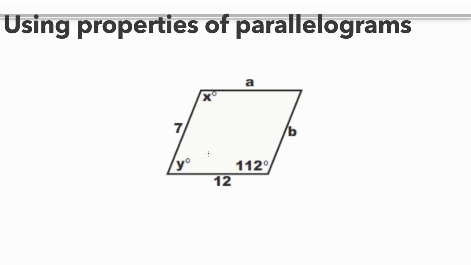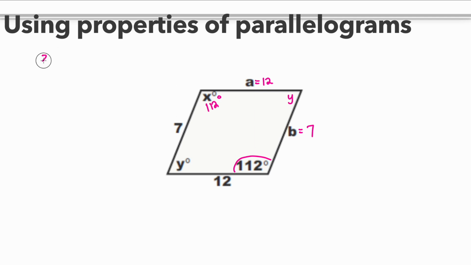Now, if we say that this is a parallelogram, then we can automatically find all of these variables. So for example, if this side is 7, that means B must also be 7. If this side is 12, that means A must also be 12. And if this angle is 112, that means this angle is 112. Now, if this is Y, then this is also Y.